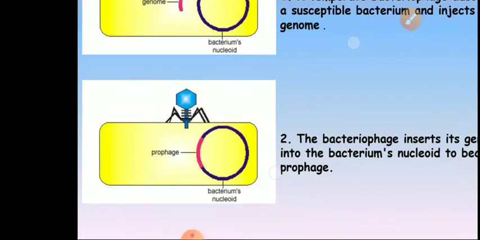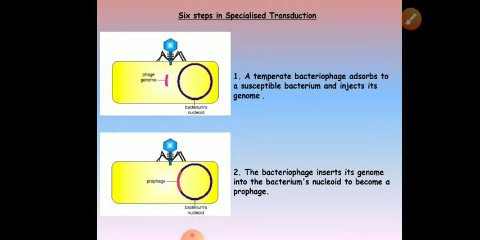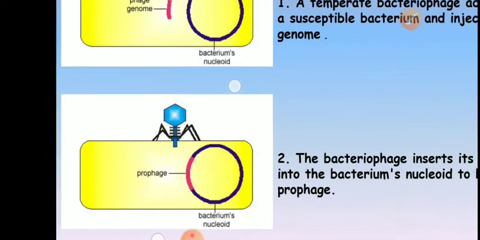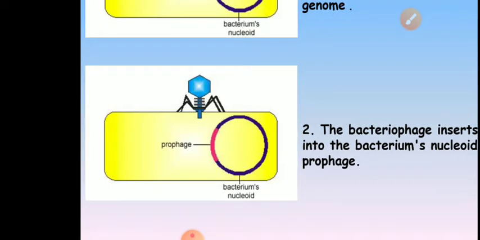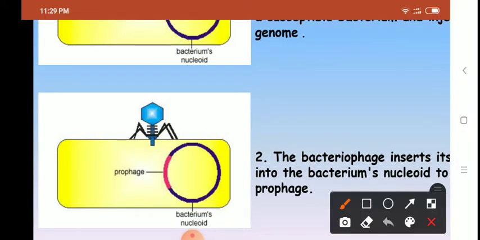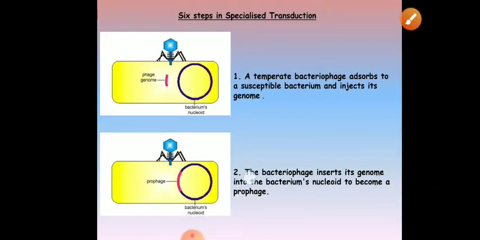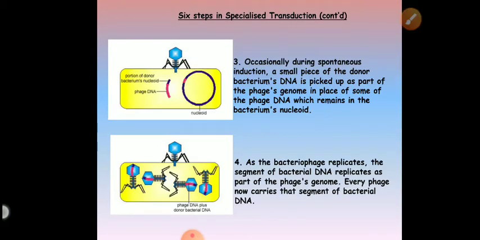Once again, look at the various steps of specialized transduction. You can see that there is a temperate phage which has released its DNA inside the host. The temperate phage genome gets integrated inside the chromosomal DNA of the host, that is E. coli. In this case, it is called a prophage. So lambda phages existing as prophage. Now what happens? Because of induction, the prophage gets excised.